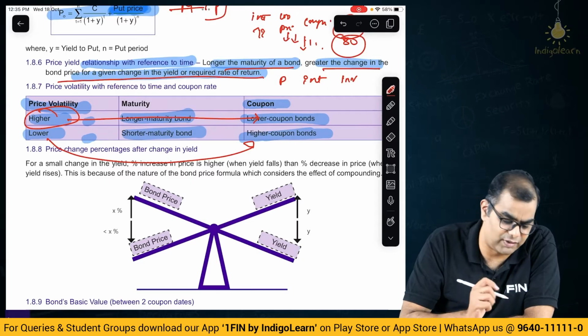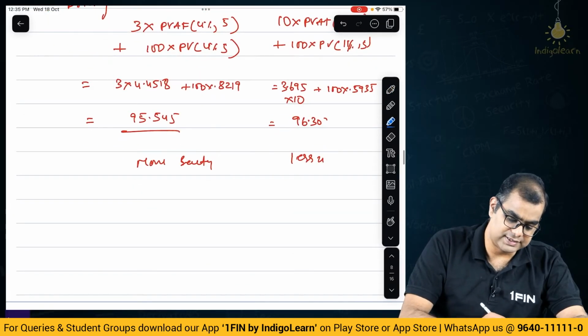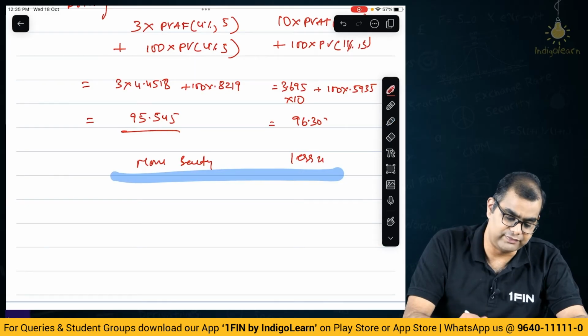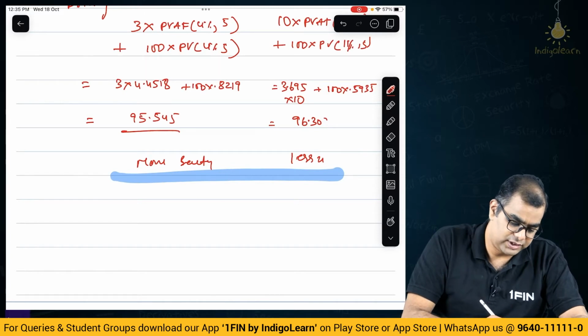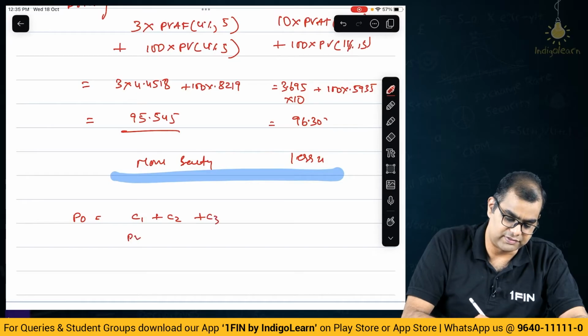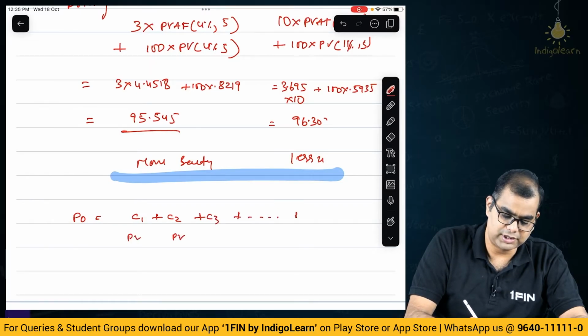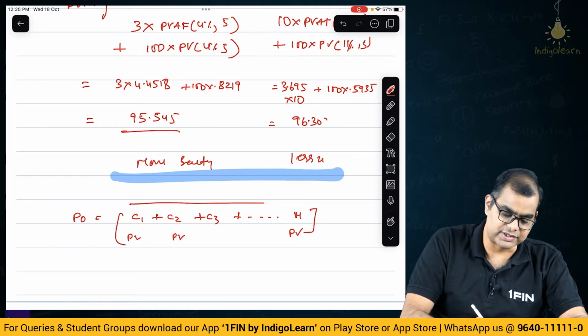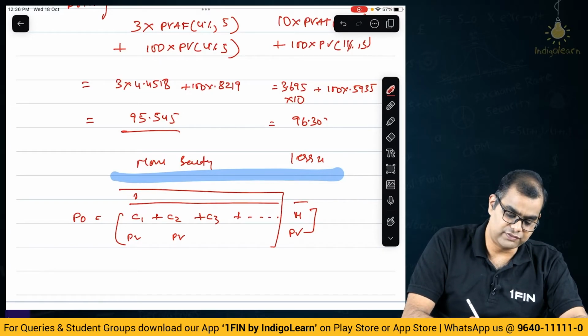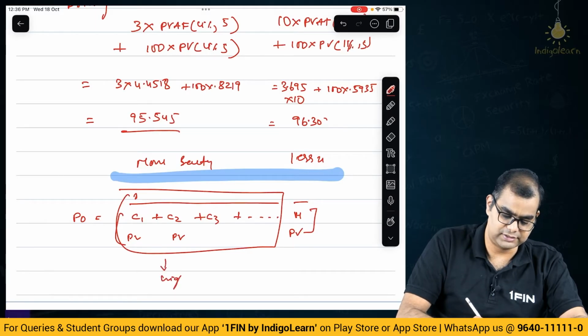This seems counter-logical. Why is that the case? I will tell you. Why does this happen? That is, a lower coupon bond is more sensitive than a higher coupon bond. See, what is P0? Again, same logic. C1 plus C2 plus C3, all of them at present value, till maturity value, present value. This is the summation. Now, when you take the weights of these items, if the coupon is high, the weightage of this portion is high, correct? This portion is low if coupon is high.